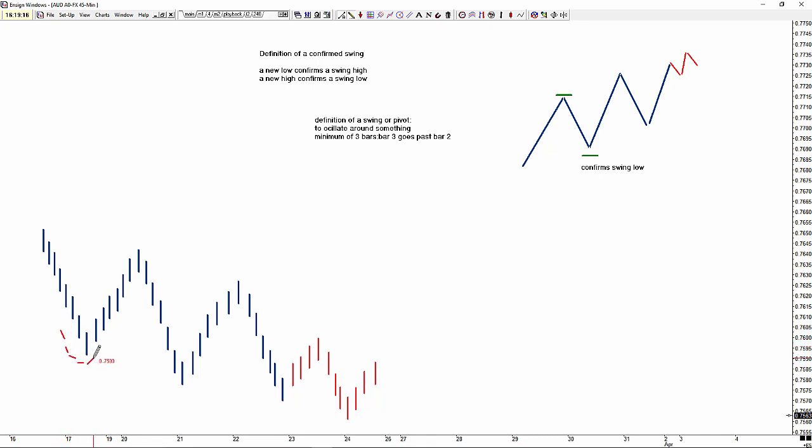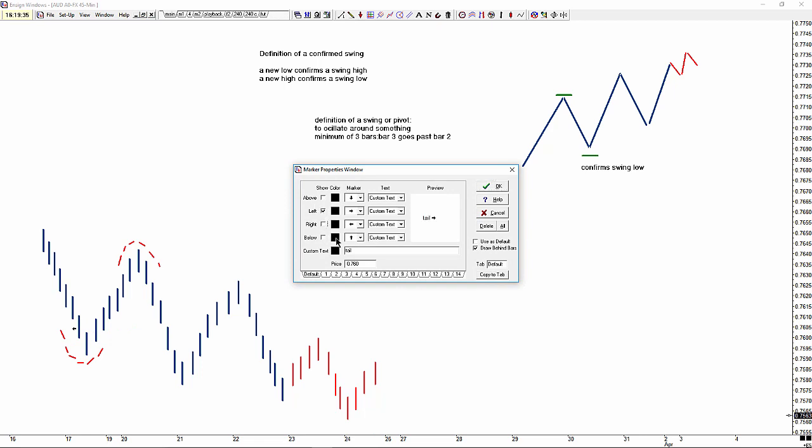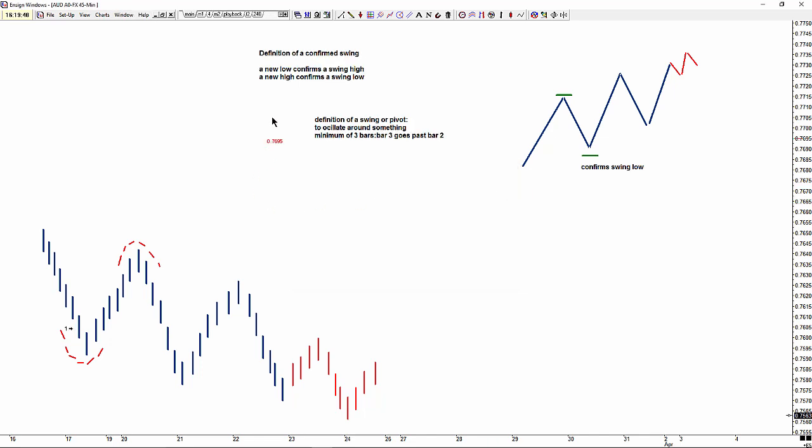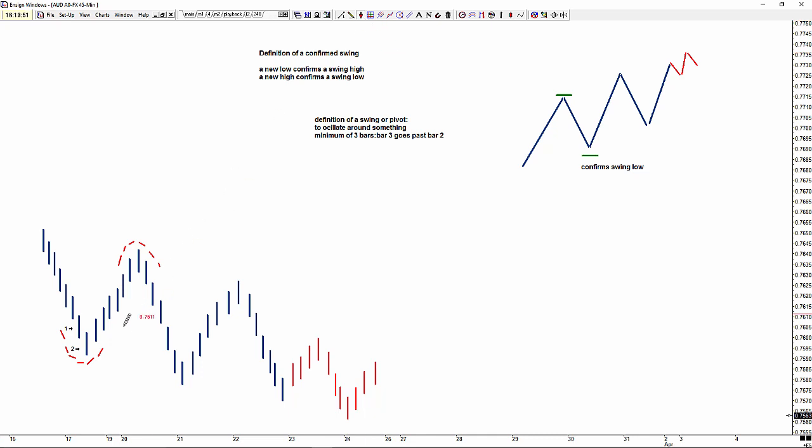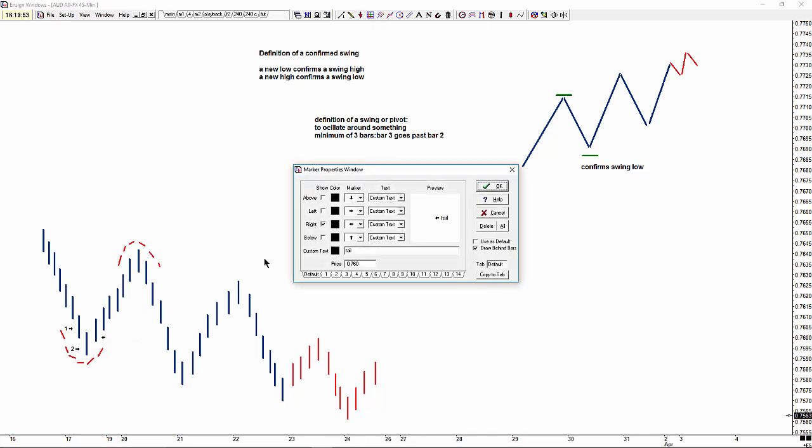It's swinging. This is a swing. It's swinging, it's oscillating around. It's like a door hinge. Okay? And we're going to define it basically. We're going to say you need a minimum of 3 bars. So bar 1, bar 2, bar 3.